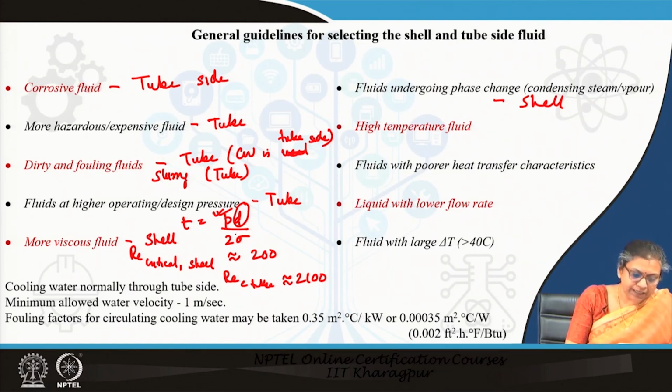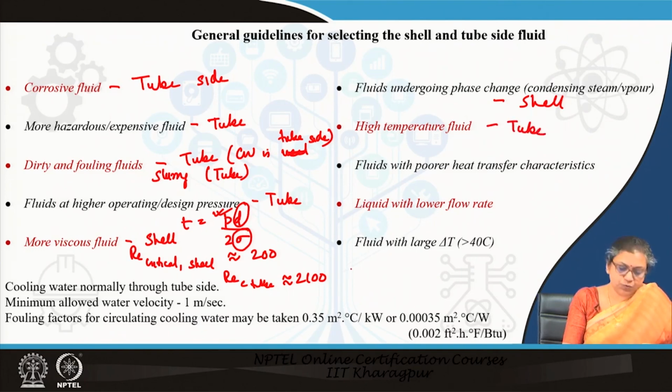The number two is that whenever the temperature is higher, the yield stress decreases. Since the tubes have a lower diameter, the chances of withstanding a higher pressure at higher temperature are more for the tube as compared to the shell. So, higher temperature fluid we would like to put on the tube side.